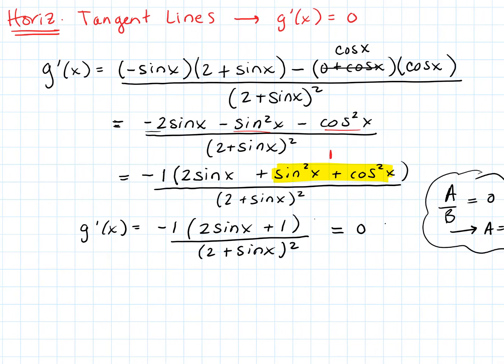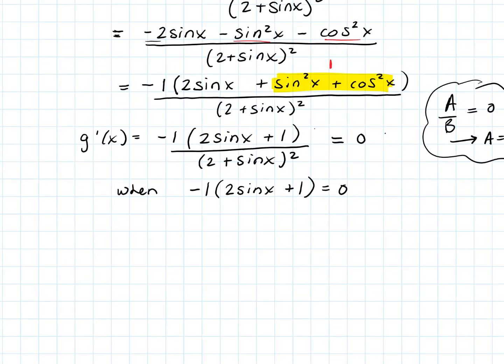All right, let's jump in there and set that numerator equal to 0 and do a little bit of trig here. Technically there is that negative 1 there. Negative 1 times 2 sine of x plus 1 equals 0. Divide off the negative 1, so when does 2 sine of x plus 1 equal 0, and that's going to happen when the sine of x equals negative 1/2.